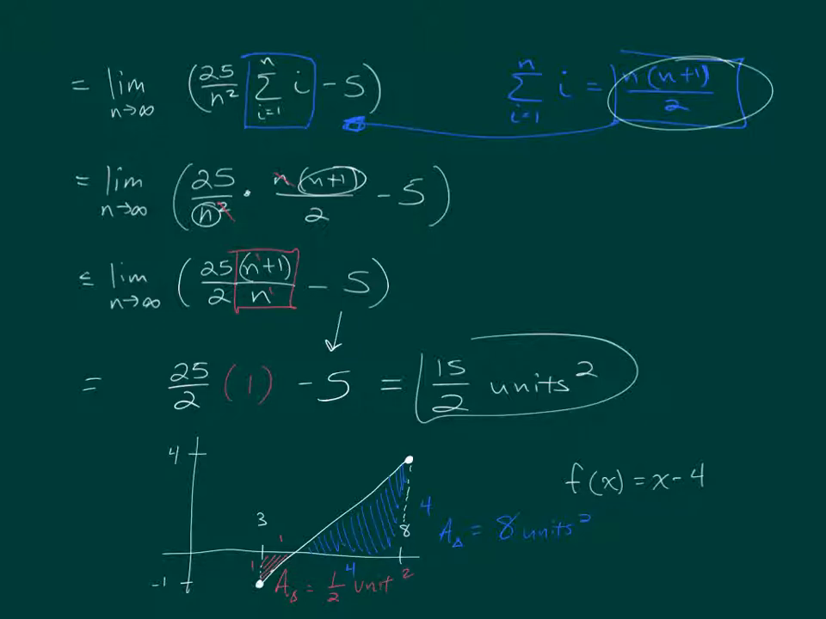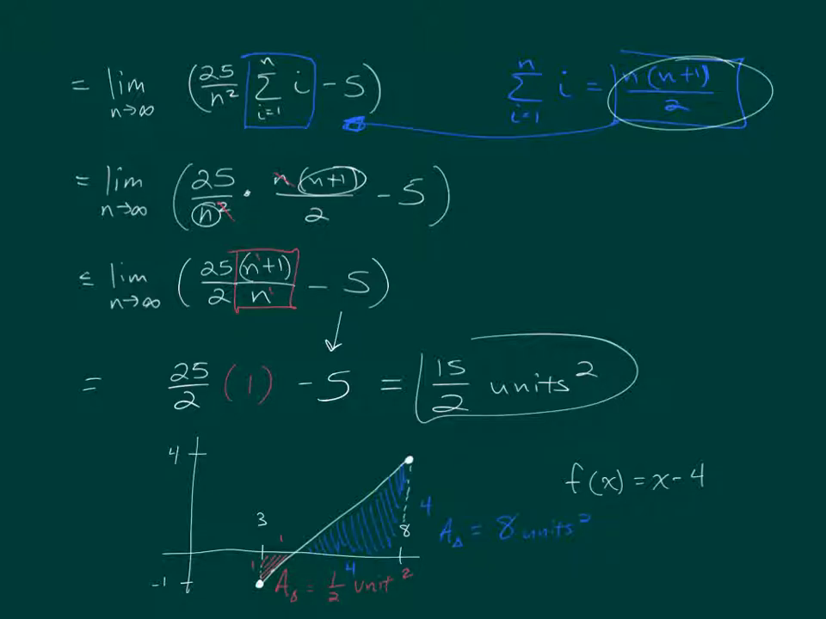But if you add these areas together, you get 17/2 units squared, which is strange because we got an answer, all the math is correct, we got an answer that is 15/2 units squared.